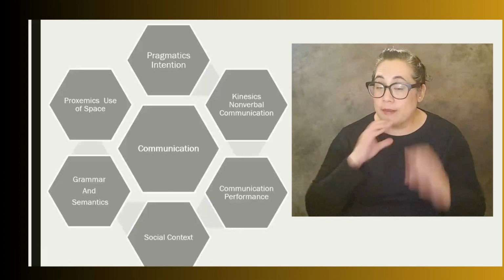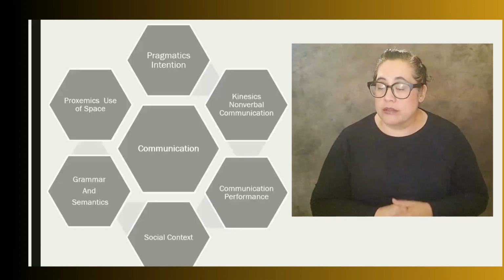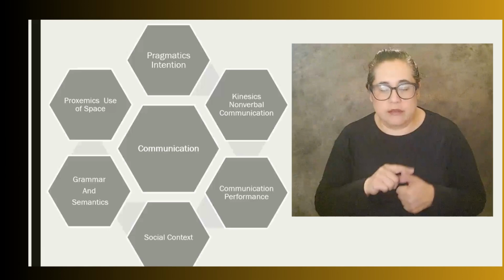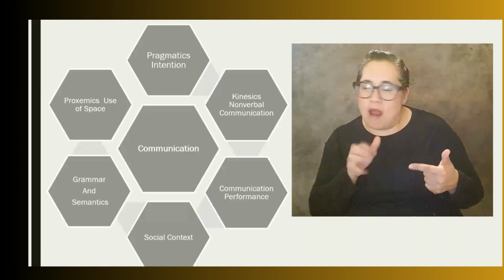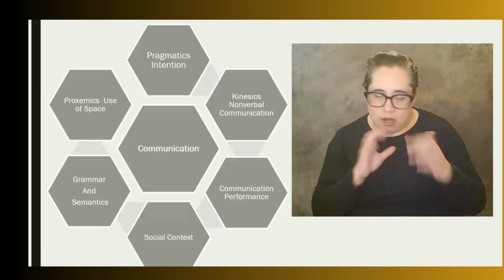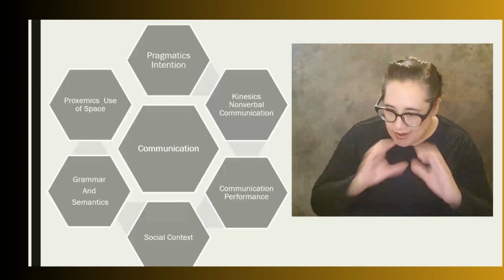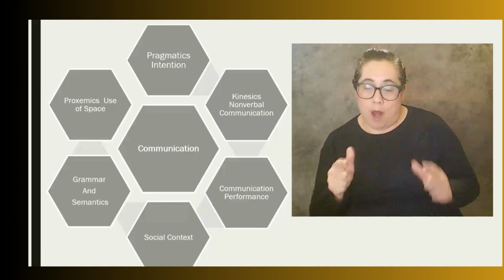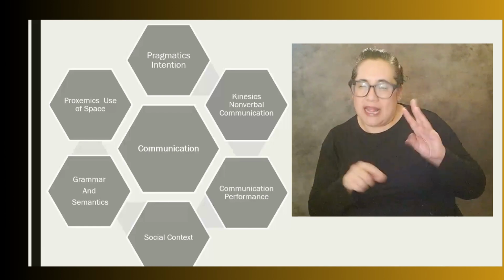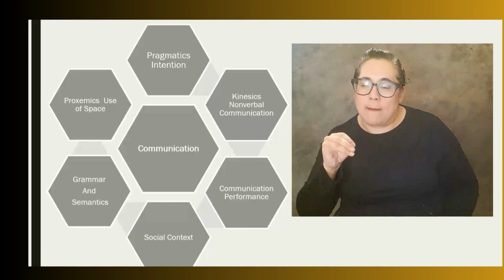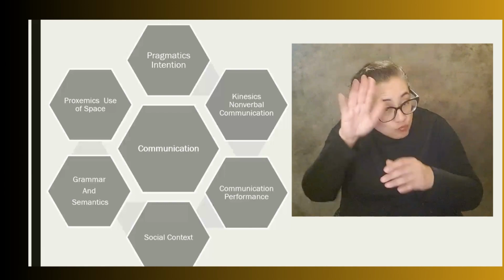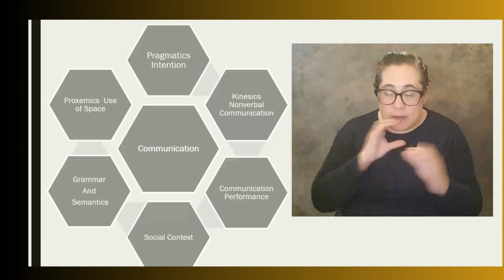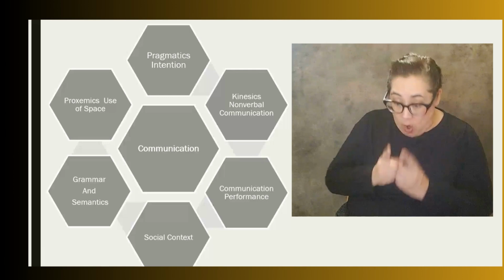Communication includes 6 parts: pragmatics, the intention of the message; kinesics, nonverbal communication; performance, the act of communicating; social context, grammar and semantics; and proxemics, the use of space. Remember that interpreters use the entire context of communication in order to understand a message, decode it, construct a new message, and produce an interpretation.